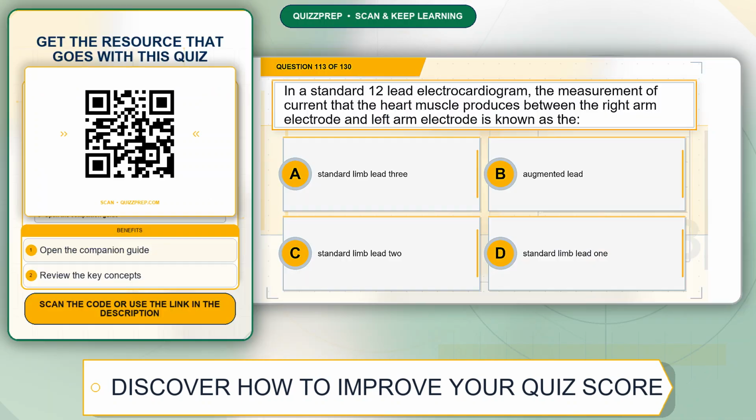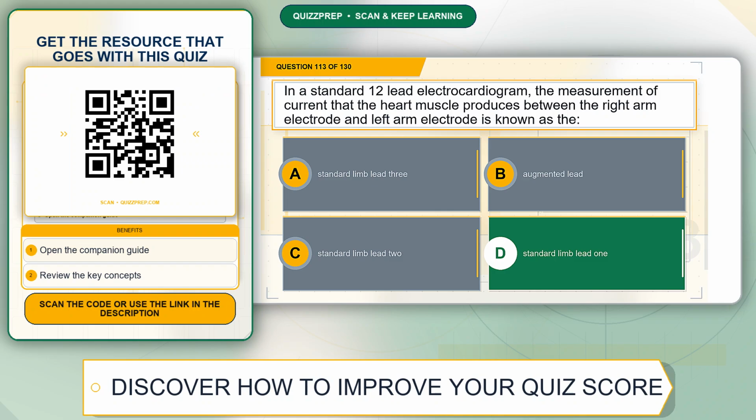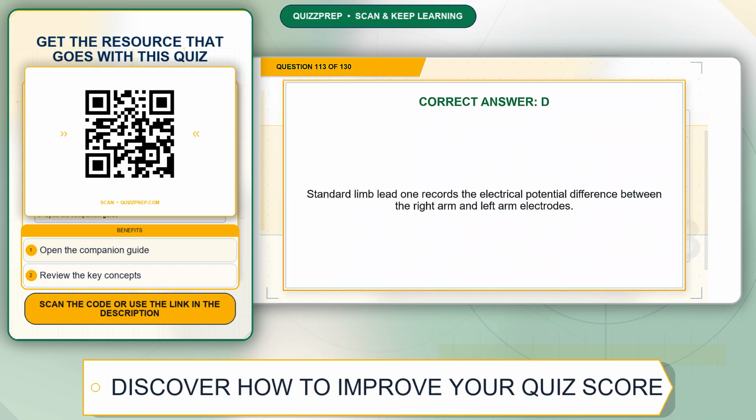centrifugation. Question 113. In a standard 12-lead electrocardiogram, the measurement of current that the heart muscle produces between the right arm electrode and left arm electrode is known as the Option A, standard limb lead 3. Option B, augmented lead. Option C, standard limb lead 2. Option D, standard limb lead 1. The correct answer is option D, standard limb lead 1. Explanation. Standard limb lead 1 records the electrical potential difference between the right arm and left arm electrodes.